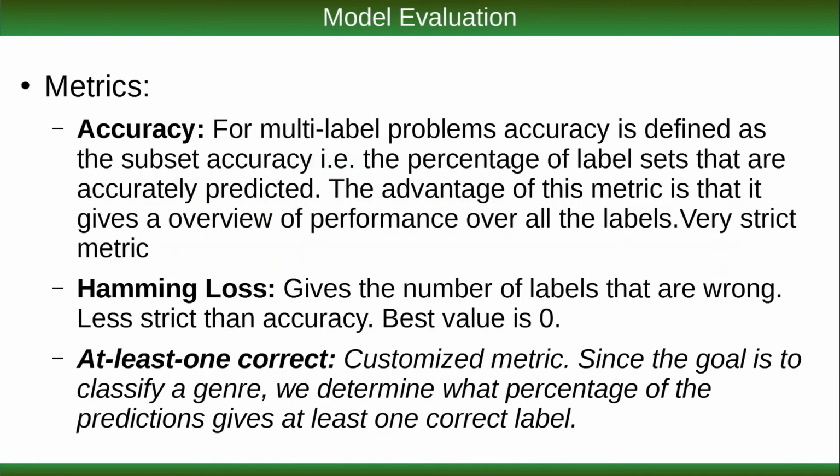The evaluation is based on 3 metrics: accuracy, Hamming loss, and at least one correct. The accuracy is a good metric to give an overview of the performance, but it is very strict as it gives a percentage of the label sets that are accurately predicted. The Hamming loss is a little bit less strict because it gives the number of labels that are wrong. The at least one correct label metric is a customized metric that I created for this project. Since the goal is to classify a genre, we determine what percentage of the predictions gives at least one correct label.